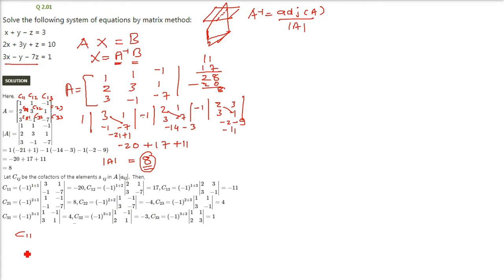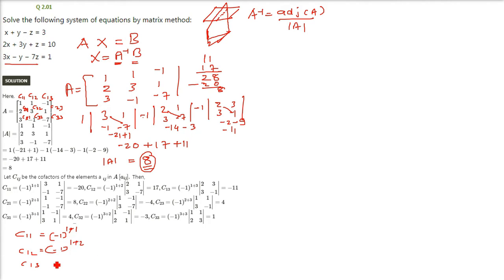C11, C12, C13, let us see how this works. You already know how to find the cofactor. So it will be minus 1 raised to the power i plus j. i is the row and j is the column. So for C11 it is minus 1 to the power 1 plus 1. Here also minus 1 to the power 1 plus 2.